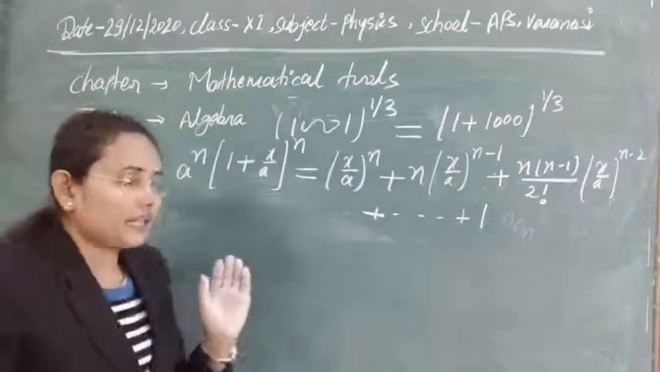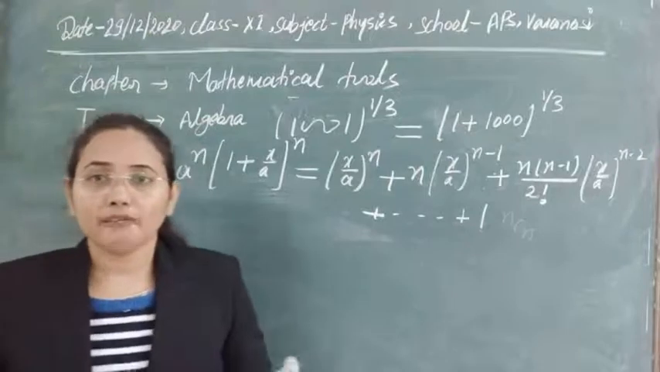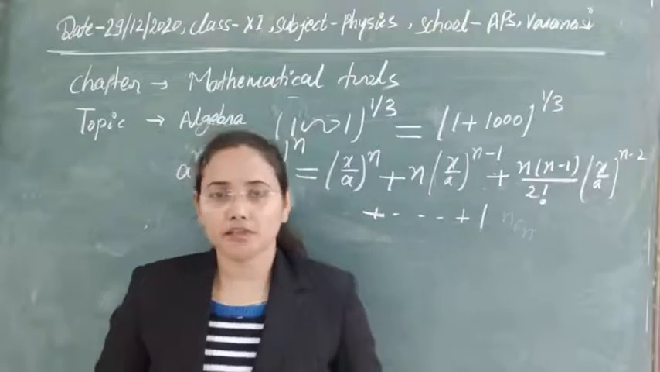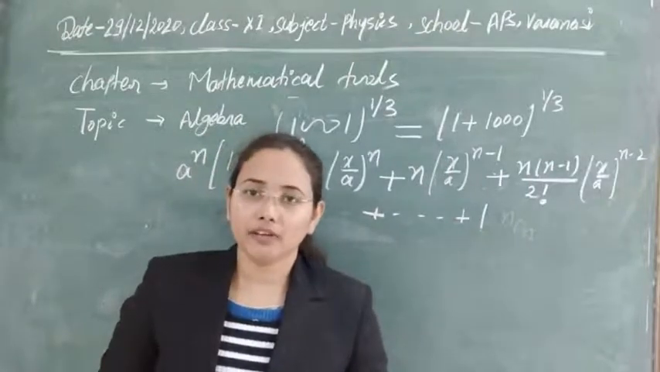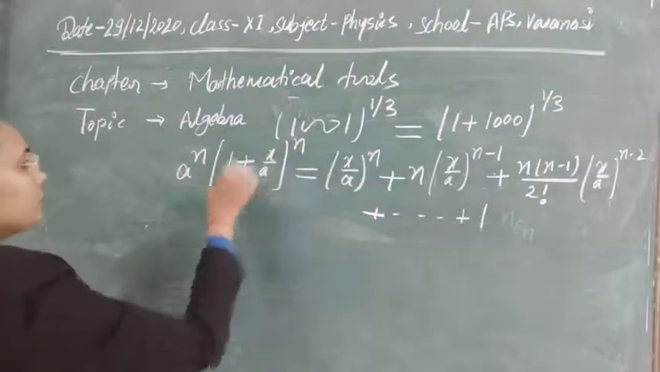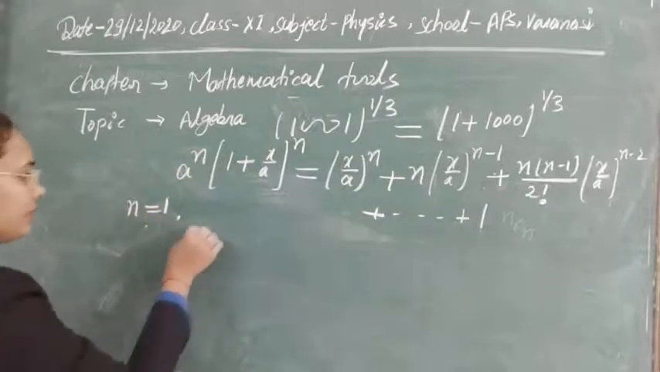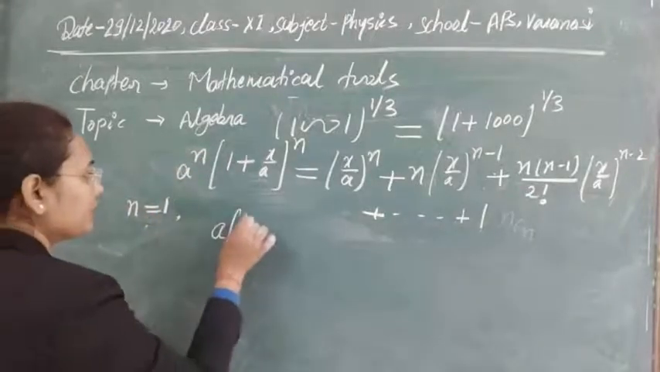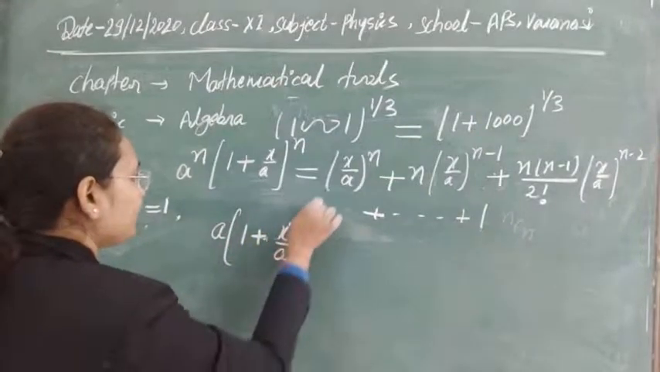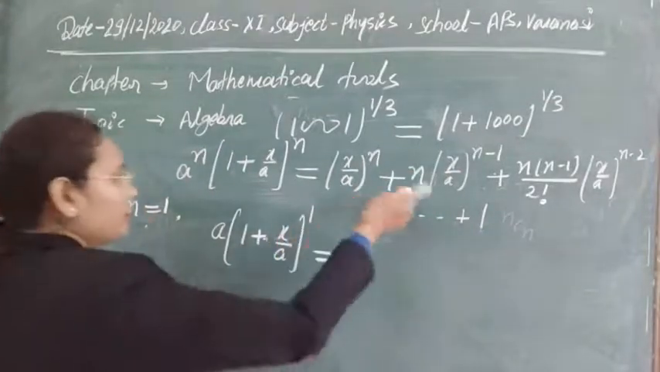So if we are saying that we have to expand it in second order binomial expansion, it means we have to take the value of n is equal to 2. If we are saying binomial expansion of first order, we have to take the value of n is equal to 1 here. So if you take n is equal to 1, obviously here a power 1 we will have, and 1 plus x to the power 1. Now let's solve it with this method and see what will be the formula here.